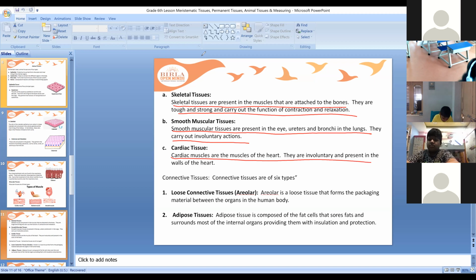You have to remember this. Voluntary and involuntary. Do not get confused between involuntary actions and voluntary actions. Okay, children? Involuntary actions are carried out by the smooth muscular tissue, cardiac tissue, even the heart. The functions which are carried out by the heart are called involuntary actions. And even underline this also.